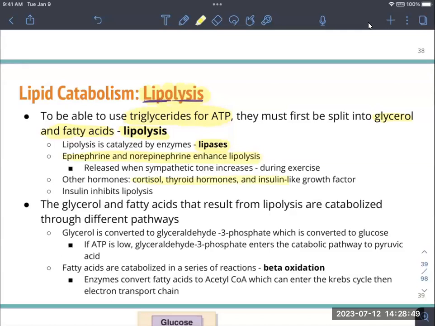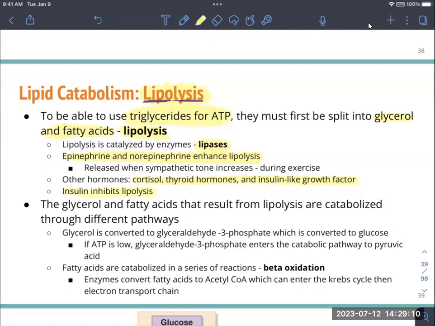Cortisol, thyroid hormone, insulin-like growth factor, they also help to stimulate lipolysis. Insulin inhibits, because when we have insulin, we're trying to take glucose up into the liver and our skeletal muscles to create glycogen to store.